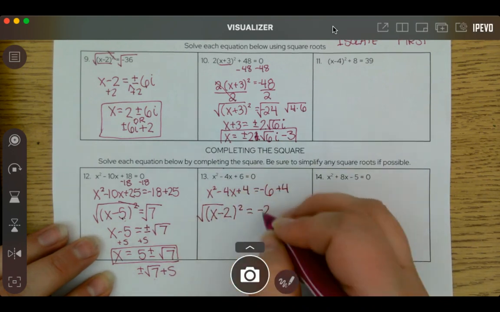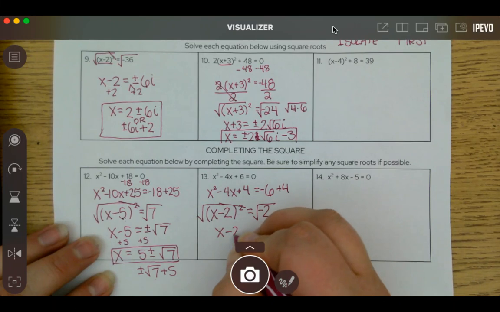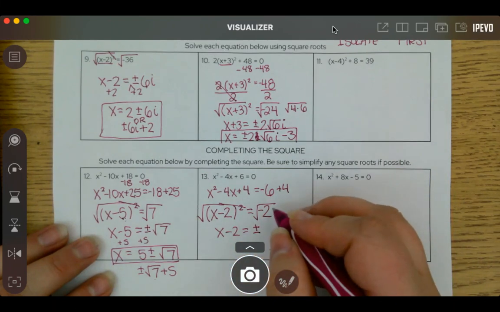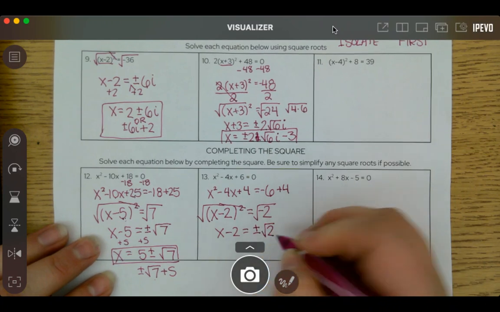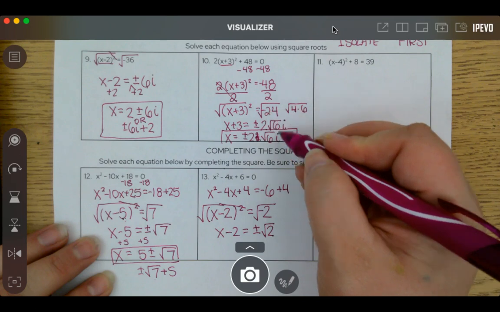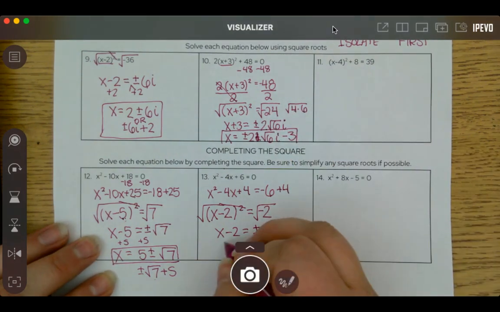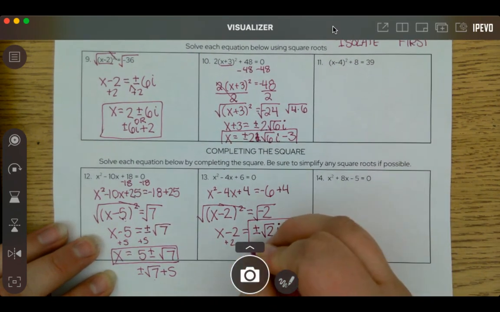Then you square root both sides to cancel out the squared, and you get x minus 2 equals plus or minus. There is no square root of 2, so we keep that there, but anytime you do the square root of a negative, you have to put an i. And then you add that 2 on over to the other side, and really, that's your answer right there.